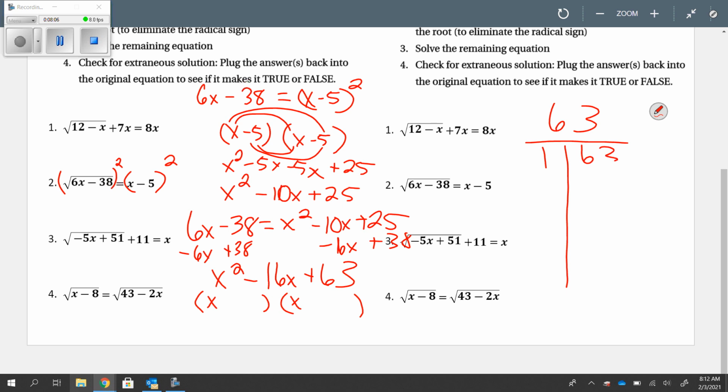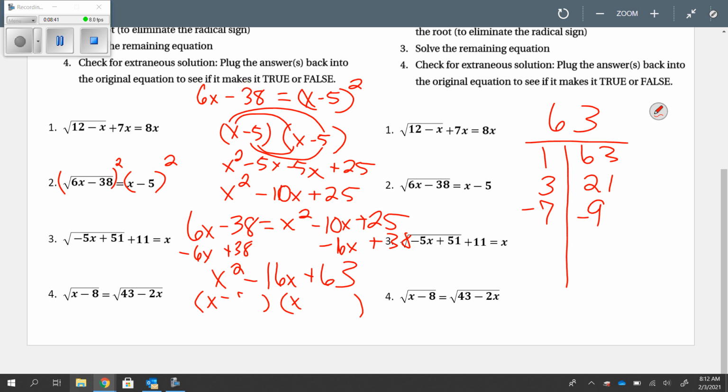1 and 63, no. 2 doesn't go into it. 3 and 21, no. 4 doesn't go into it. 5, no. 6, no. 7 and 9. Can 7 and 9 get us to 16? Yes. How can it get us to negative 16, but multiply to be positive 63? Make them both negative. Again, we should already know stuff like this by now. So those are our two factors, because negative 7 plus negative 9 is negative 16, and negative 7 times negative 9 is positive 63.